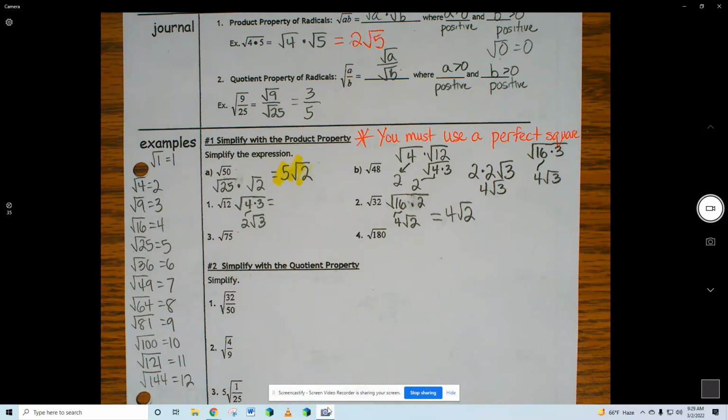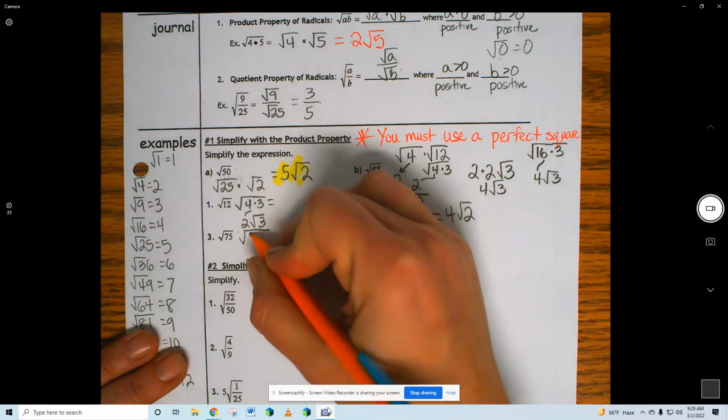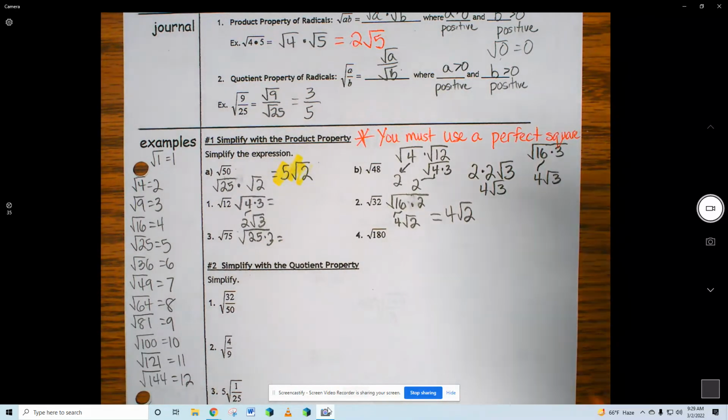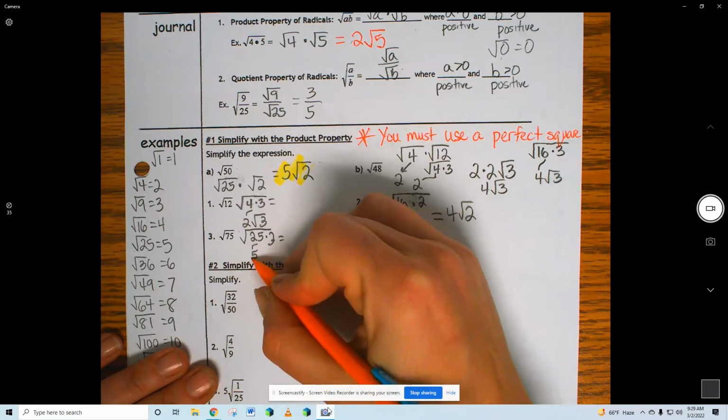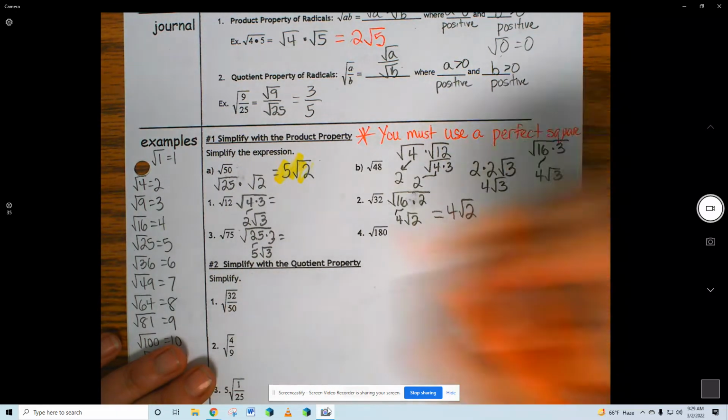Okay. Do 75 with the people at your table. Think of a perfect square that goes into 75. Tell the people at your table. 75. All right, tell me out loud. What'd you say? 25 times 3? 25 comes out. 5, but the radical 3 has to stay in. 5 radical 3.